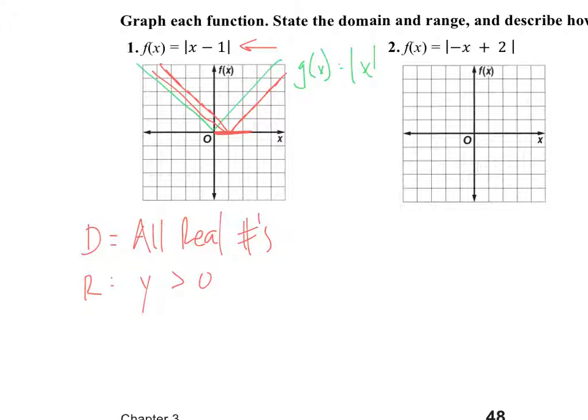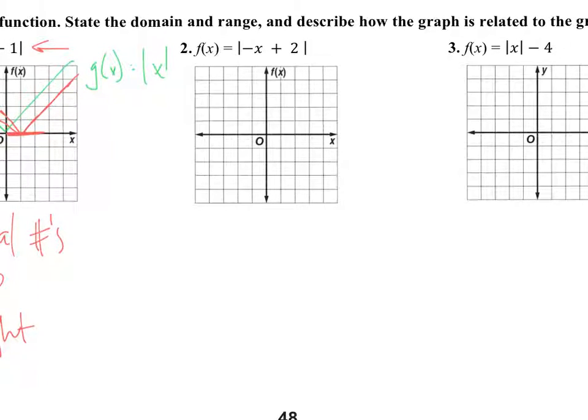So we're figuring out how the red graph compares to the green graph. Well, it looks like it is translated 1 unit to the right. Okay, good enough.